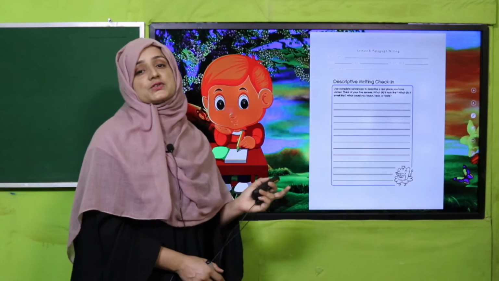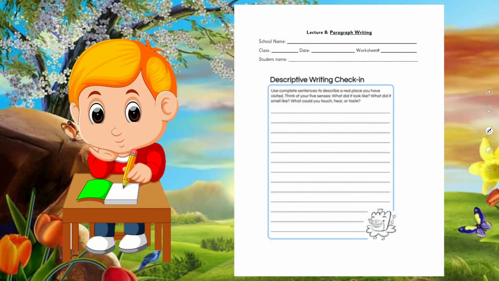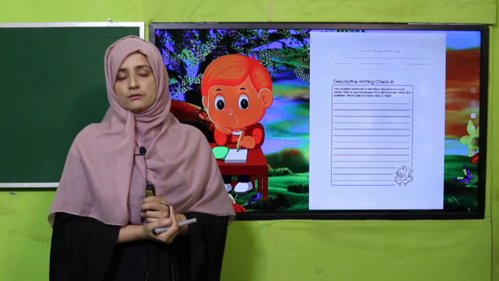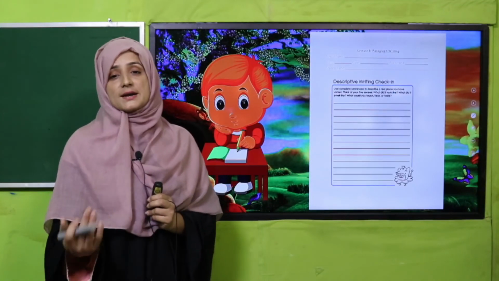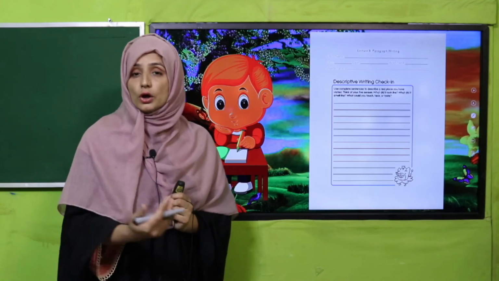My dear fellow teachers, this is a worksheet, and the worksheet link is given below. You should provide it to your students in printed form so that we might be able to see how they can describe anything in their own words.